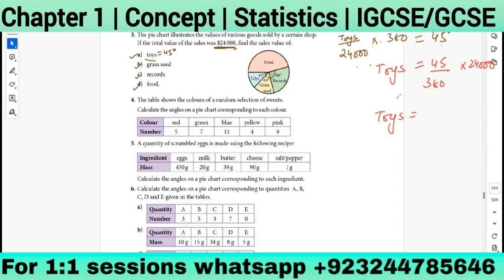Miss, why 45 over 360? Why didn't you do 45 over 24,000? Please tell. Because of the angles. 24,000 is dividing on one side, so it should be multiplied on the other side, don't you think? This is simple algebra. It's 300. So the sale price of toys is 300.